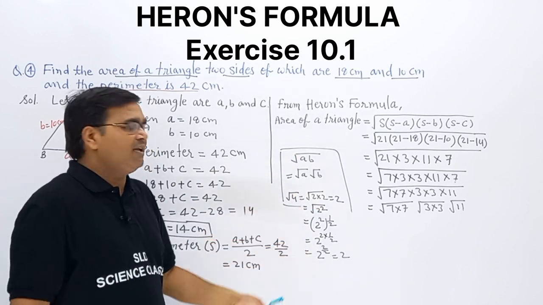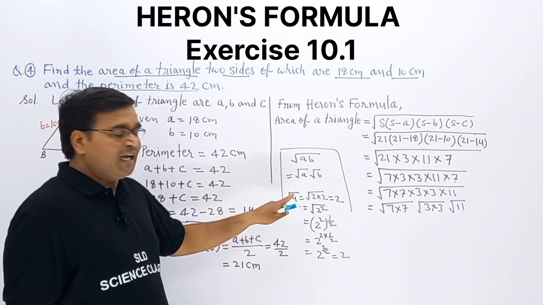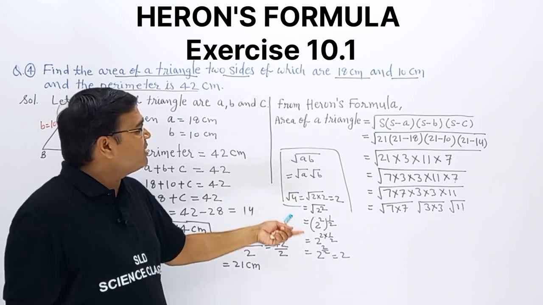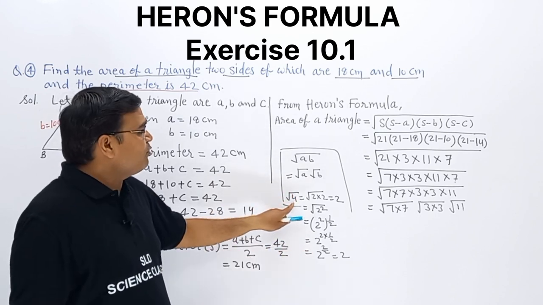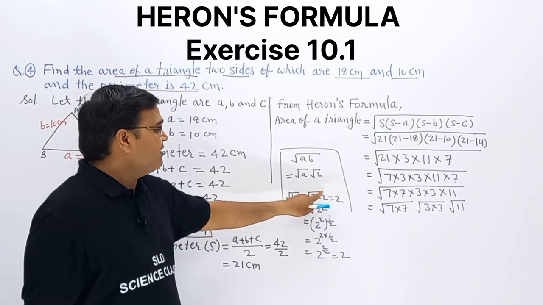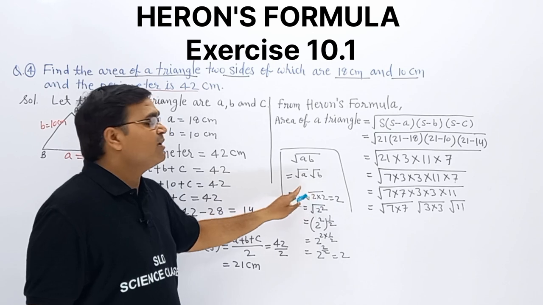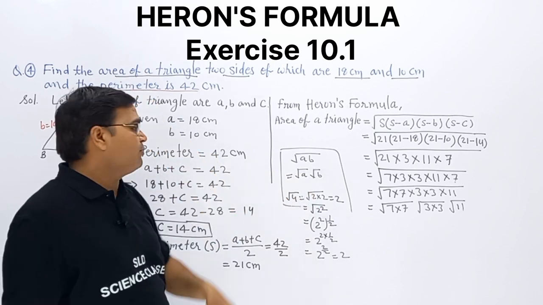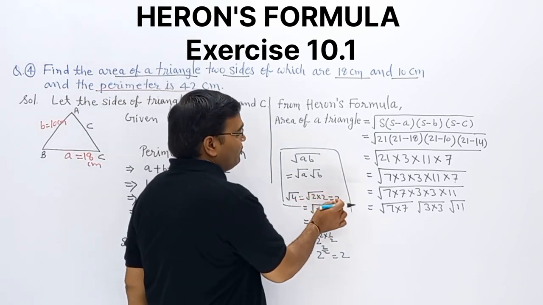But how are we getting it? We can use long division, but directly we can find it. So how are we finding it? We write 4 as 2 into 2, and its square root will be what? Take 1 outside, and this will be the square root, so it's a 1 value.